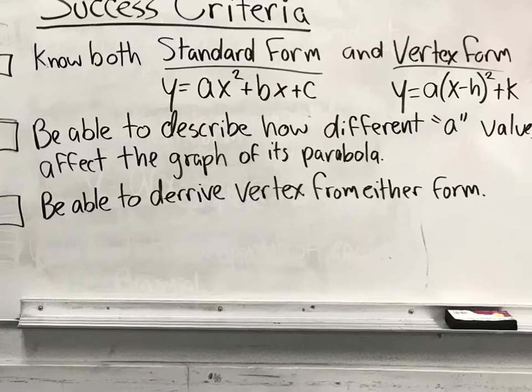And we also need to know if the a value is closer to 0, it would get wider, it would get vertically compressed. And the further it is away from 0, the narrower it gets, the more vertically stretched is what we call it. And of course, we also need to be able to derive the vertex from either form. It's really easy to find the vertex when it's in vertex form. It's more challenging to find the vertex when it's in standard form.